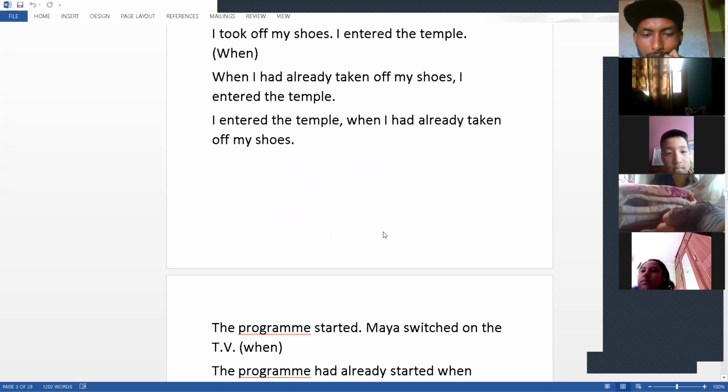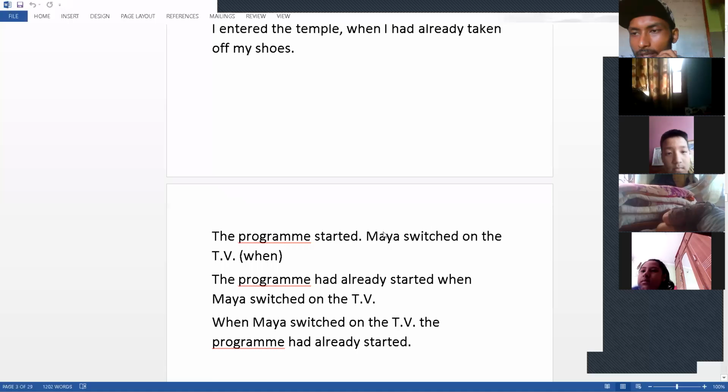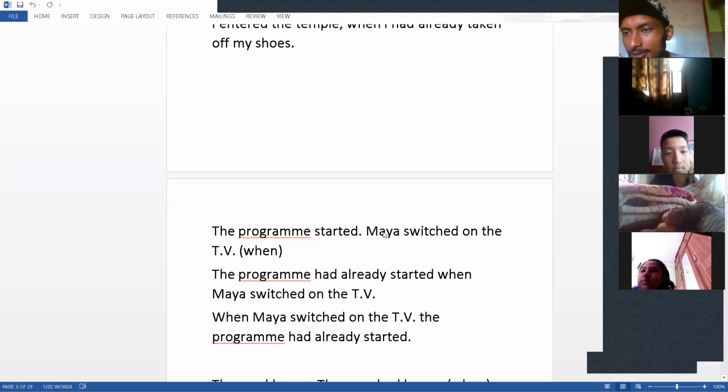So this is another where we use when, and this is where we talked about one work that has already finished, and then we talk about the work that started after the first work. So the first work will be written like had already written. The program started, Maya switched on the television. Which happened first? The program had already started. So you're going to use this had already started kind of phrase to talk about the work that has already finished. So the program had already started when Maya switched on the television.